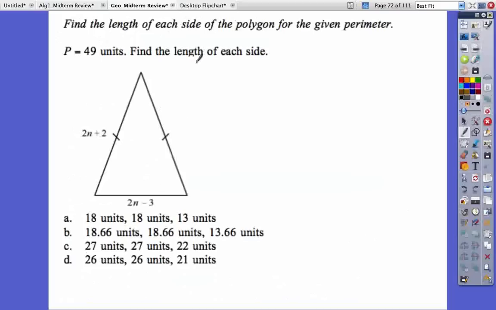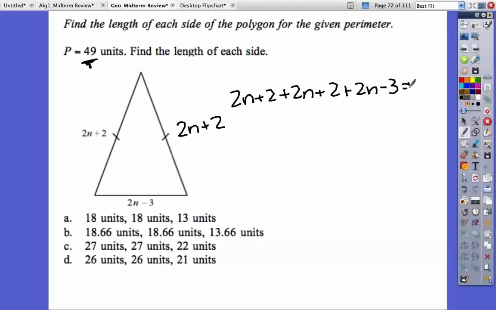Find the length of each side of the polygon for the given perimeter. The perimeter is 49. It means you add up all the sides. These are congruent markings, meaning this side is also 2n plus 2. So I add up all of my sides. 2n plus 2 plus 2n plus 2 plus 2n minus 3. And that's all equal to my perimeter, which is 49. I combine like terms. I get 6n plus 1 is equal to 49.